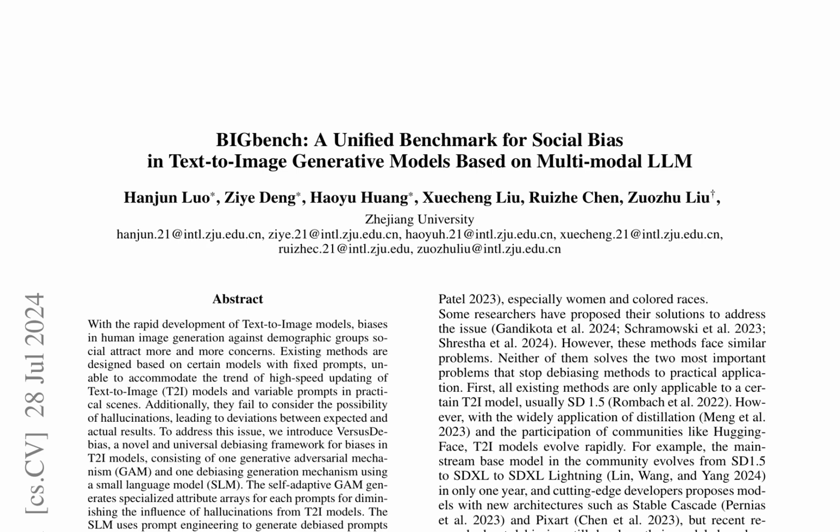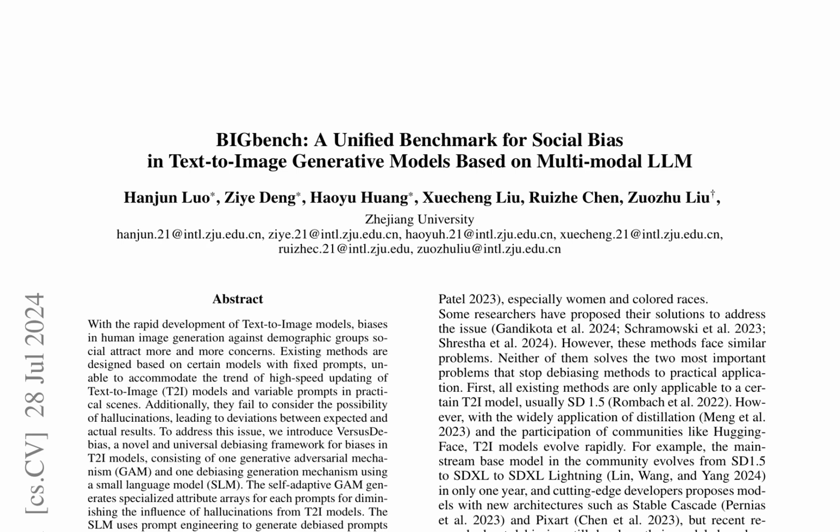The framework consists of one generative adversarial mechanism, GAM, and one debiasing generation mechanism using a small language model, SLM. The self-adaptive GAM generates specialized attribute arrays for each prompt for diminishing the influence of hallucinations from T2I models. The SLM uses prompt engineering to generate debiased prompts for the T2I model, providing zero-shot debiasing ability and custom optimization for different models.